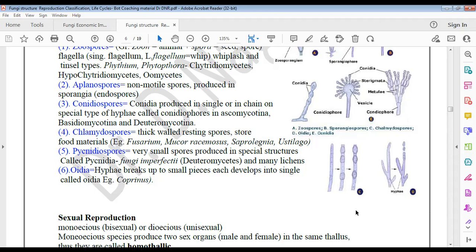Oidia are present in oidia, also called arthrospores. Very minute, small spores. You see the small spores that are called oidiospores.